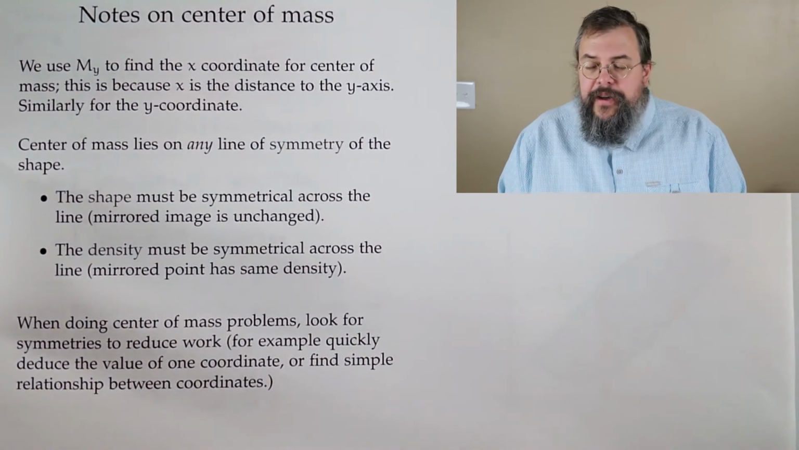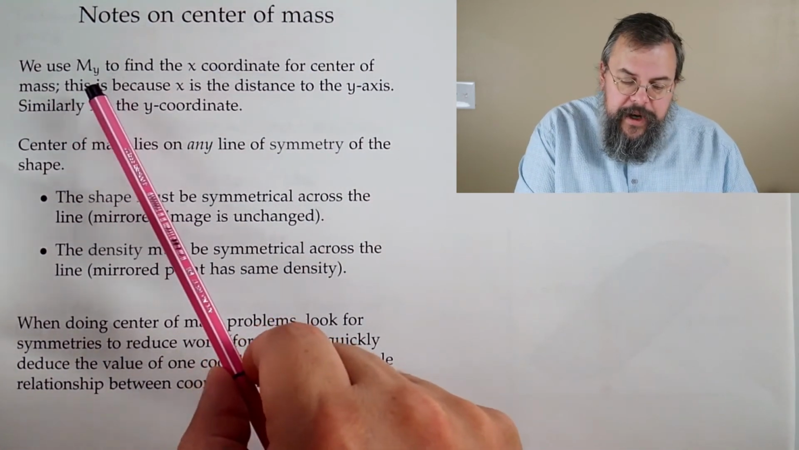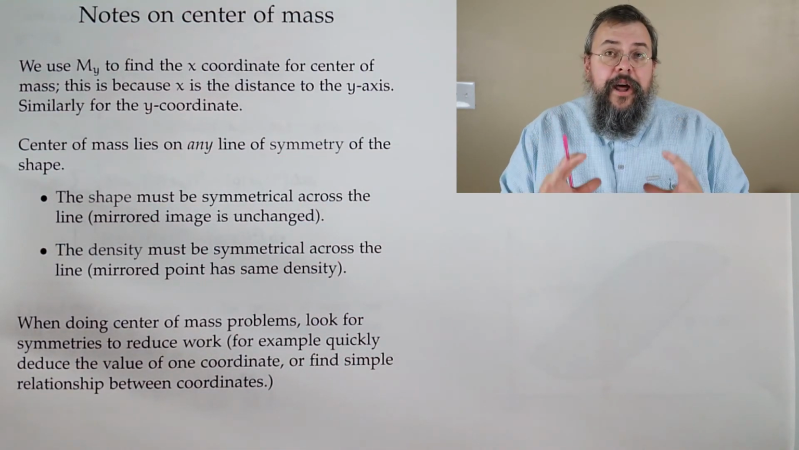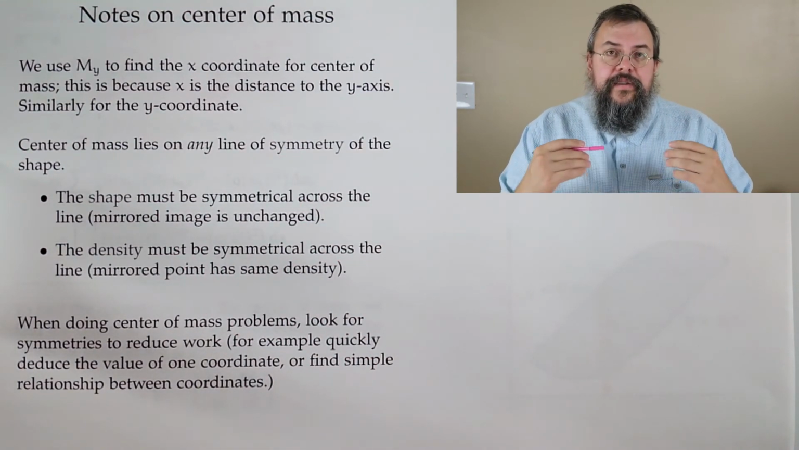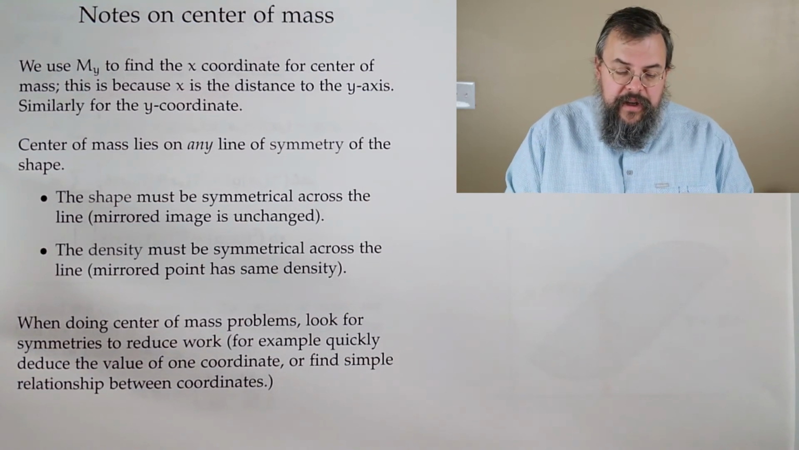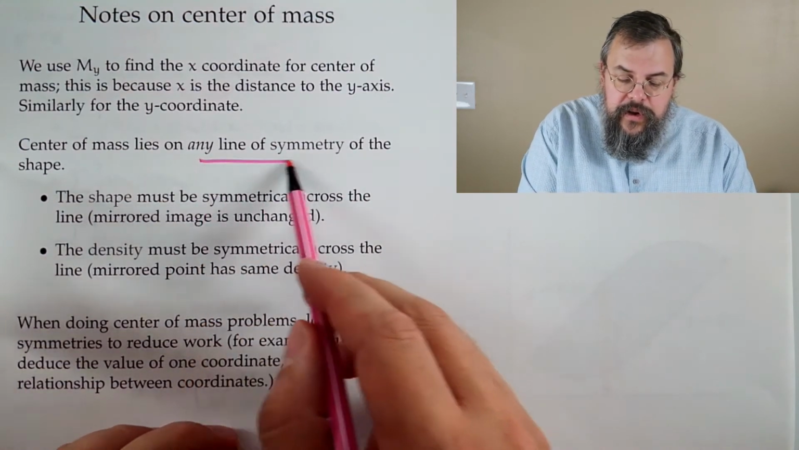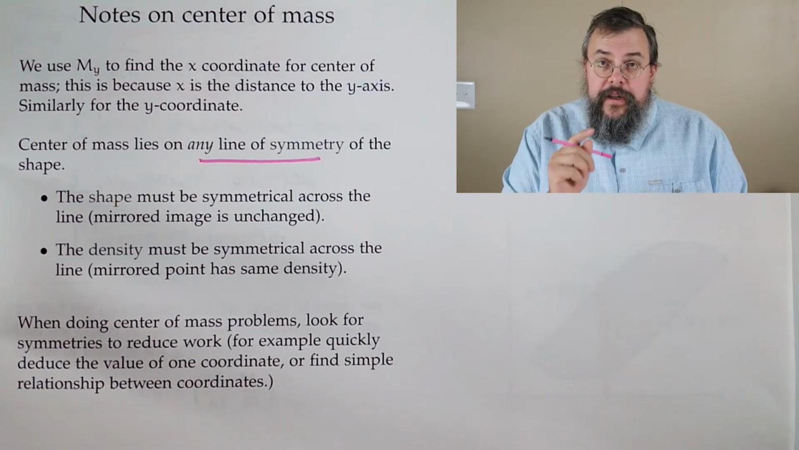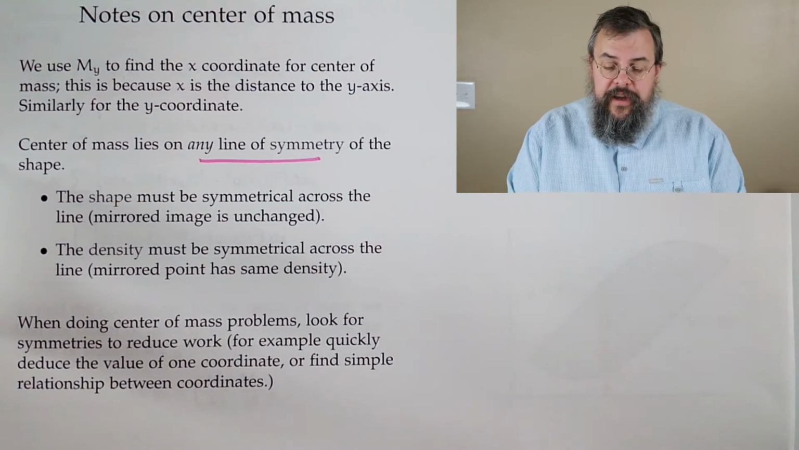We've already talked about pay attention. M sub y helps find the x-coordinate. M sub x finds the y-coordinate. Another nice thing is think about symmetry. So you look for symmetry of an object. What does that mean? And this is actually a little bit more subtle than it sounds.